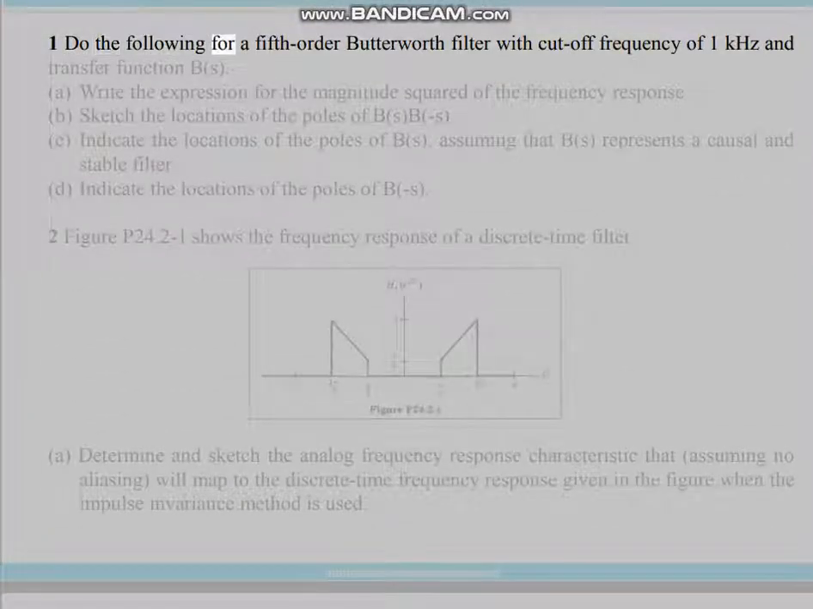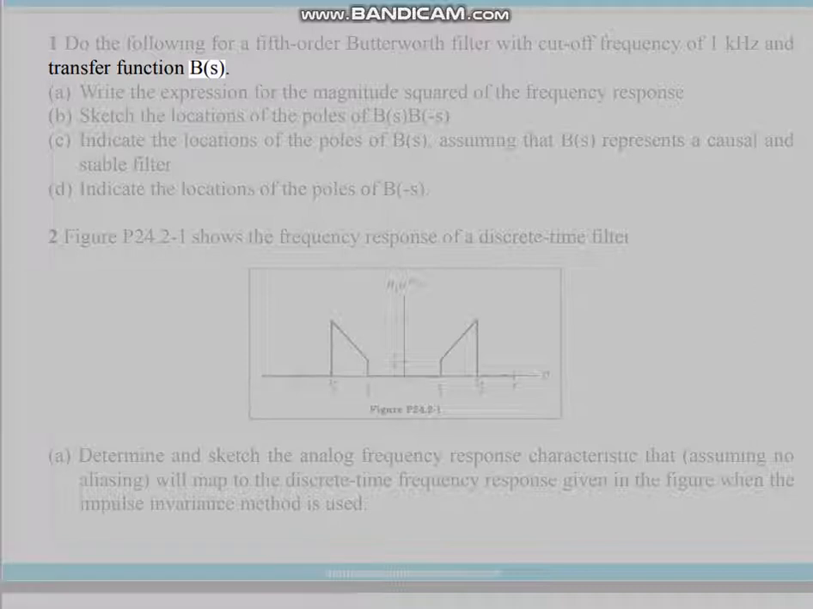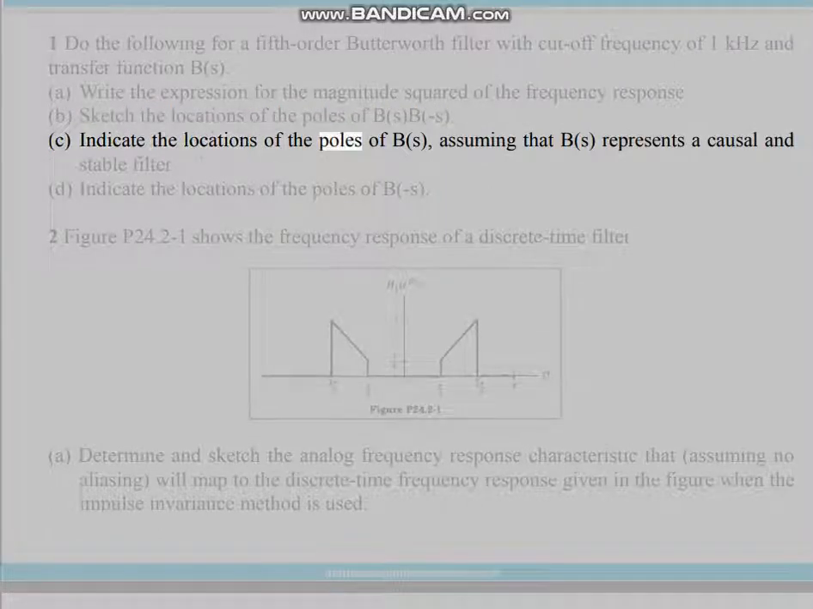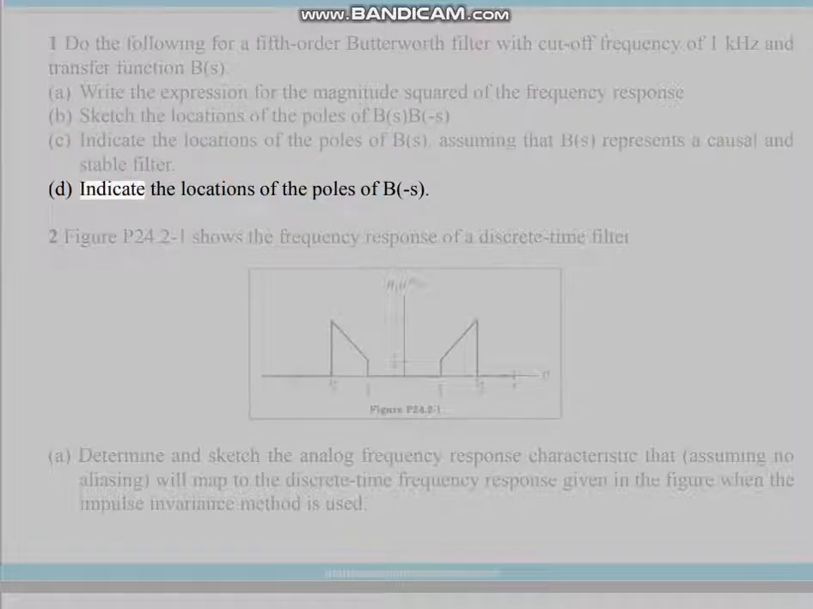1. Do the following for a fifth-order Butterworth filter with cutoff frequency of 1 kHz and transfer function B(s). A. Write the expression for the magnitude squared of the frequency response. B. Sketch the locations of the poles of B(s)B(-s). C. Indicate the locations of the poles of B(s), assuming that B(s) represents a causal and stable filter. D. Indicate the locations of the poles of B(-s).